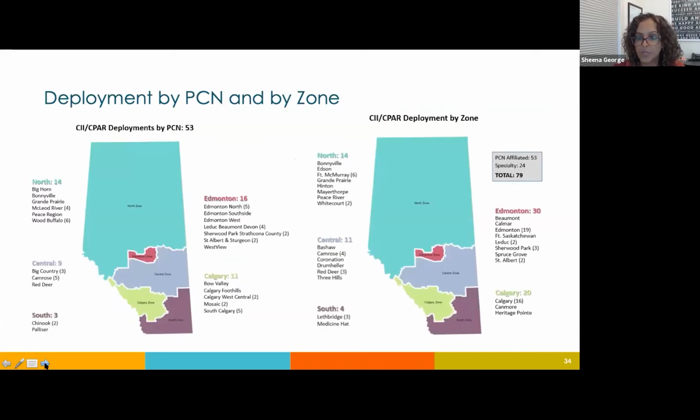On the next slide, we'll start to look at the geography. So if we looked at deployment by PCN and by zone, and this data is from as of the end of May, we have 53 clinics associated with the PCN that are now live, and an additional 24 specialist clinics. So in total, for physicians, there's over 300. We're at 336 physicians, and that's across 85 clinics in Alberta.